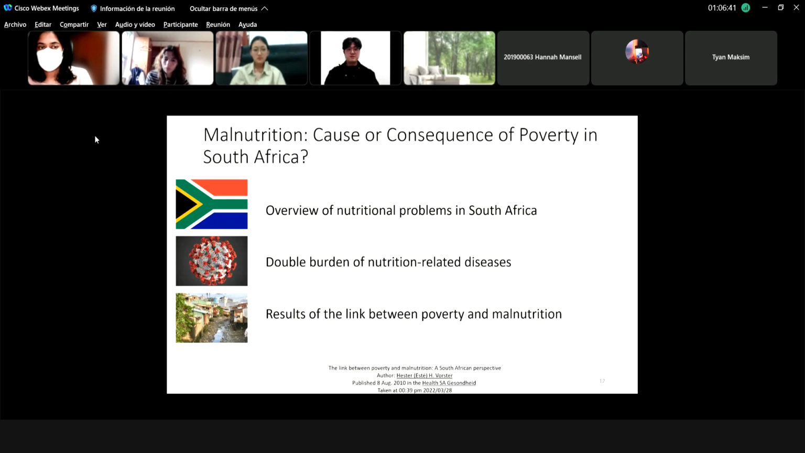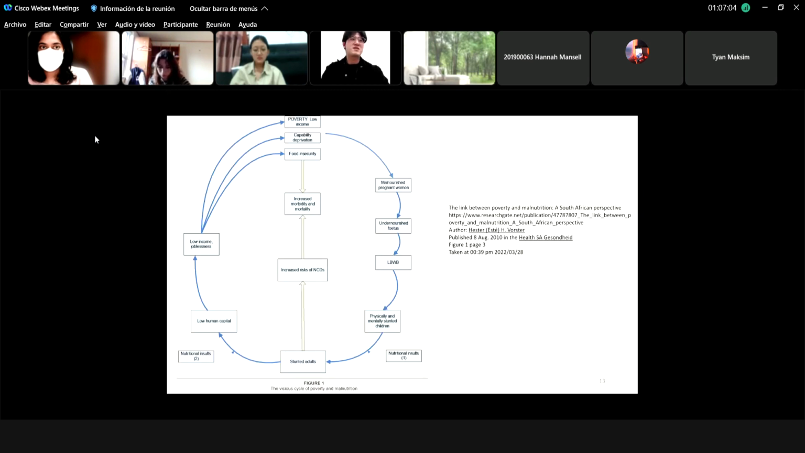And so the research paper basically presents an overview of nutritional problems in South Africa, and it especially focuses on the poor people there. Therefore, they also emphasize the double burden of nutrition-related diseases and the link between poverty and malnutrition. As you can see here, they established a specific vicious circle. Basically, they established an even bigger, though not as comprehensive, visual cycle than the authors already did, and they especially focus on malnourished pregnant women.